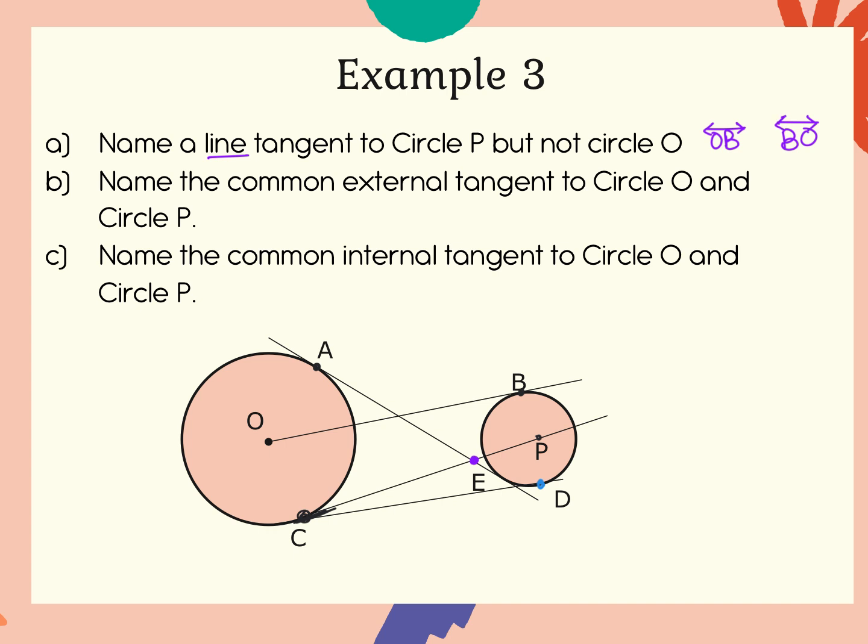Looking at the next one. Name the common external tangent to circle O and circle P. The key thing here is it says external. Does that mean it intersects or it does not intersect? Good, so it does not intersect. So I'm going to write that on there. It does not.